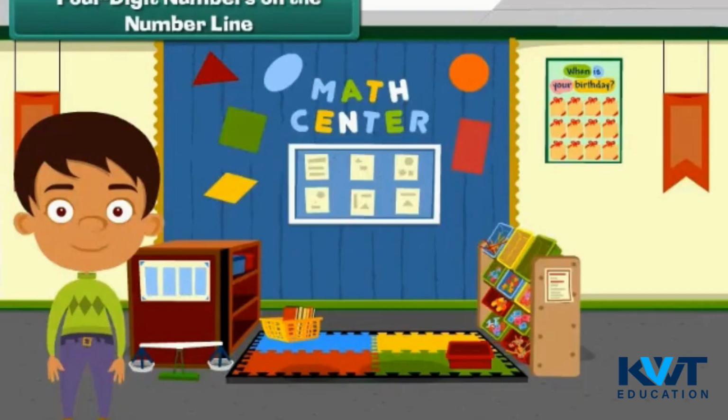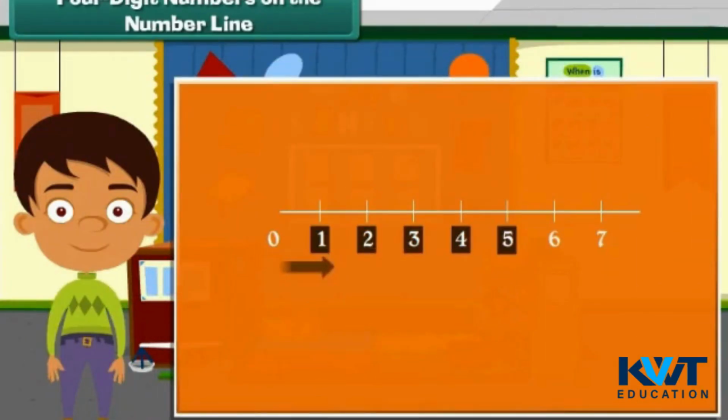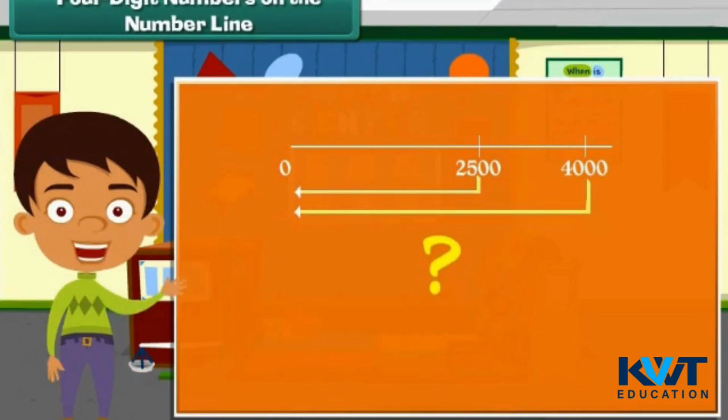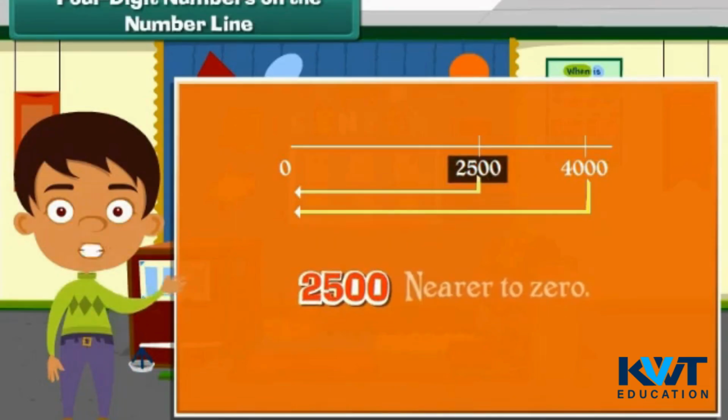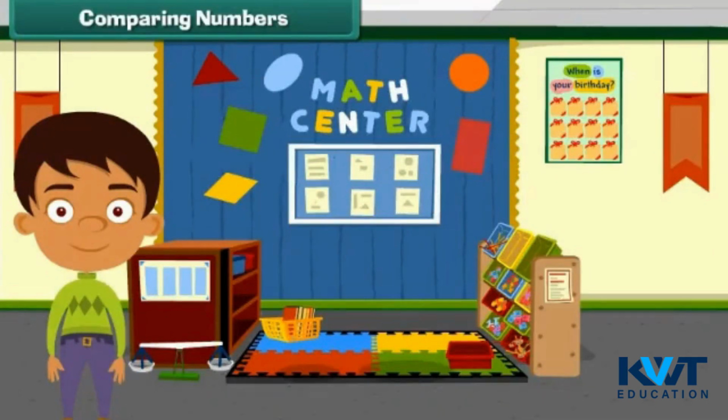Four-digit numbers on the number line. A number line is a line that is used to represent numbers. A number line has equally spaced divisions. The smaller numbers are placed nearer 0 than larger numbers. Compare the positions of 4,000 and 2,500 on the number line. Which number will be nearer 0? Which of the two is bigger? 2,500 will be nearer 0. 4,000 is bigger.